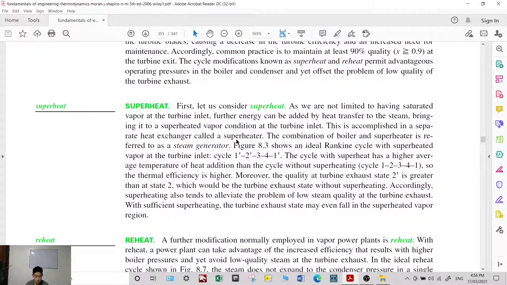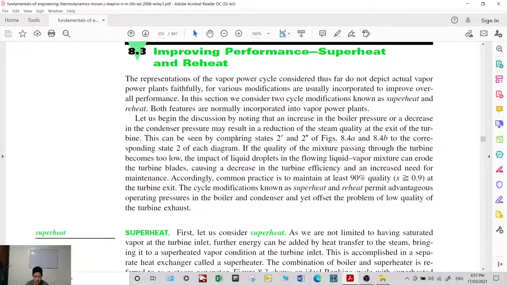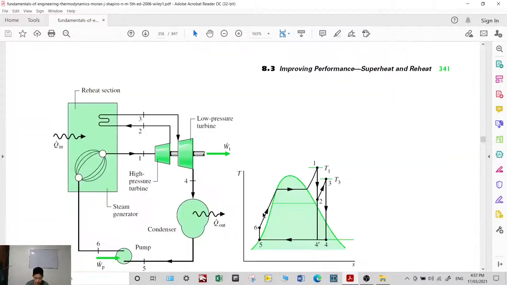Okay, so superheating means you heat the working fluid until it exceeds the saturation curve. You increase the temperature until it goes out of your saturated vapor and reaches this region.